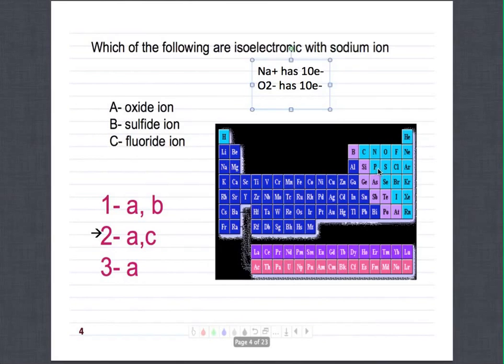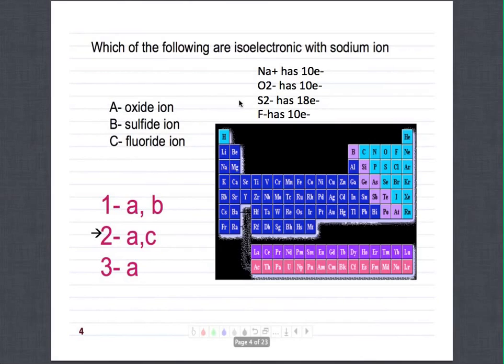Okay, so which of the following are isoelectronic with sodium ion? First of all, sodium plus has 11 minus 1 electron, so it has 10 electrons. Oxide: oxygen belongs to group 6, so as an ion it's going to gain 2 electrons. When we say oxide ion, we're talking about O2 minus. So it has 8 plus 2, that means it has 10 electrons.